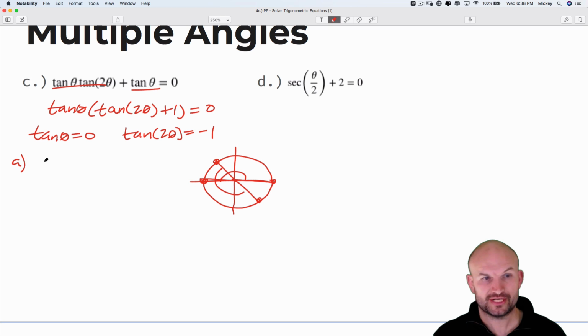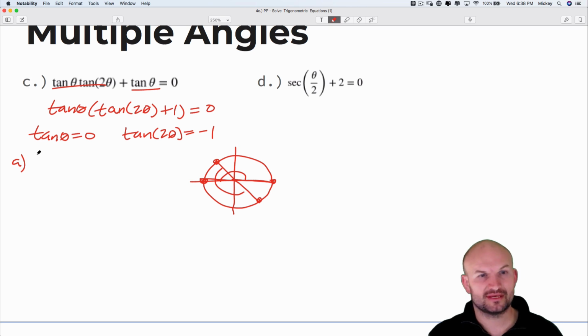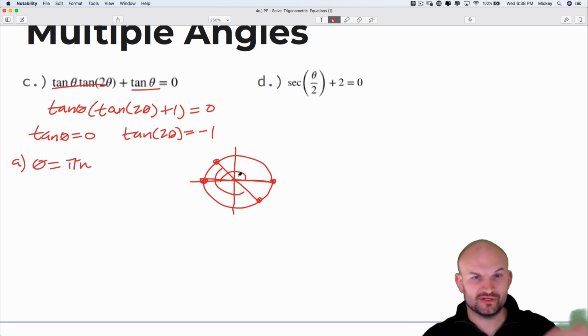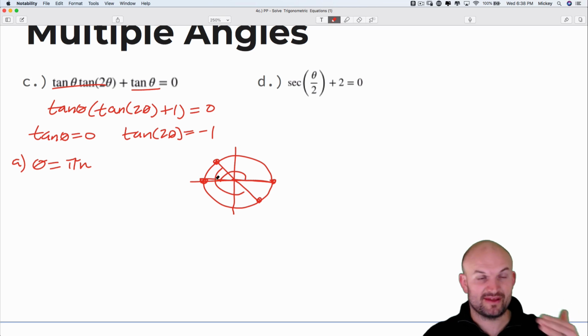So as far as finding all the solutions here, actually this one is just, my solutions are going to be theta equals pi n, right? It's really 0 plus pi n, but you can see that 0 and pi are just pi away from each other.